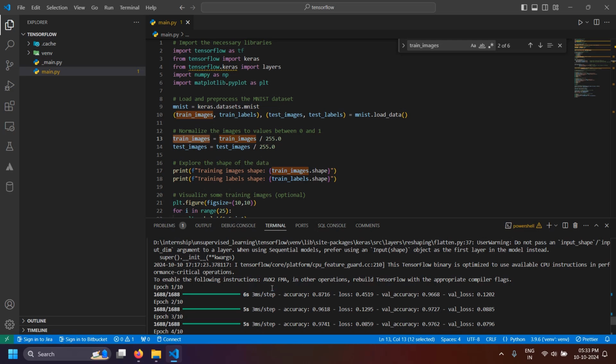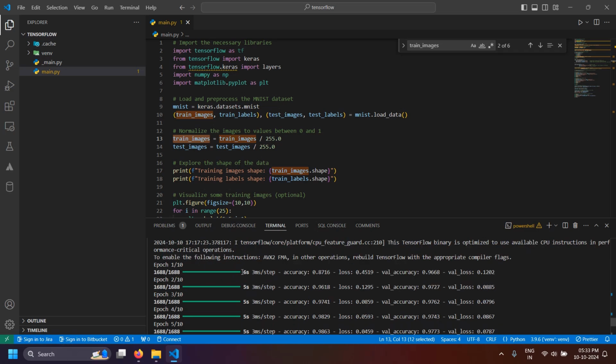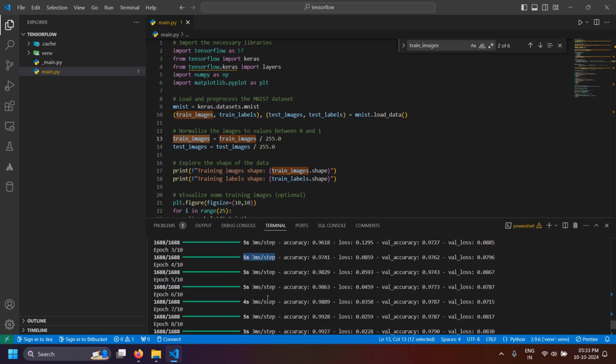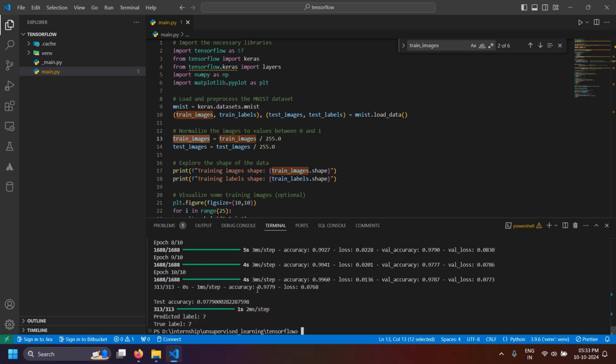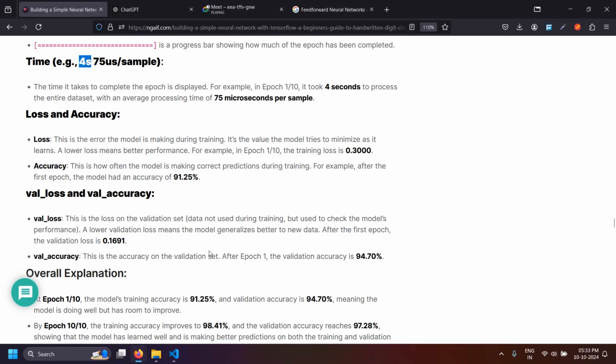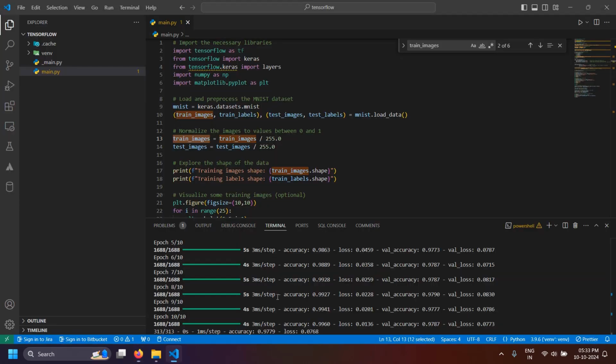So you can see the different timings here: 6 seconds at 3 ms per step, then 5 seconds, 4 seconds, 5 seconds. So each time it is taking a different time. In each pass, in each epoch, it is taking a different time, that you can see here.